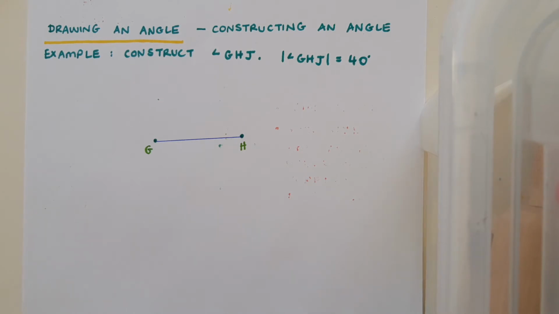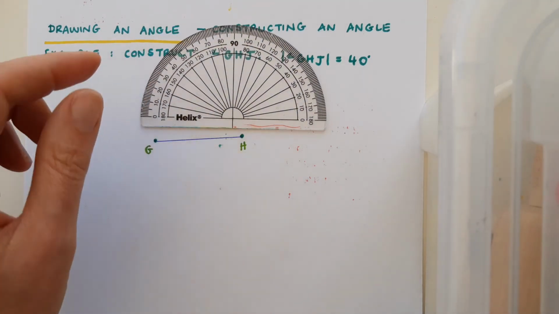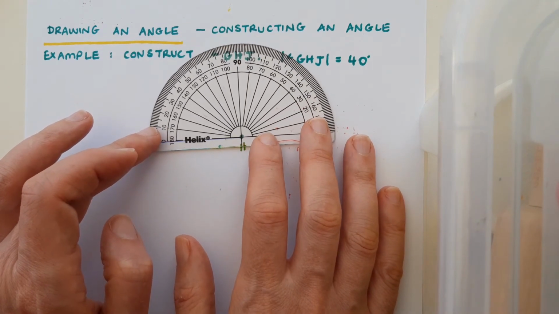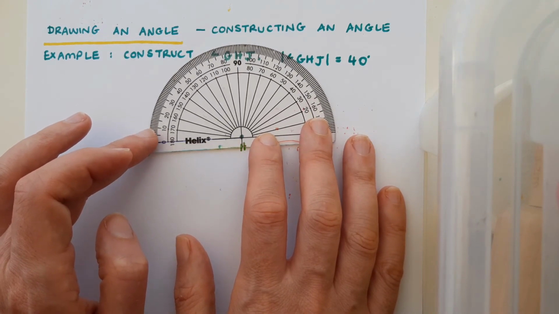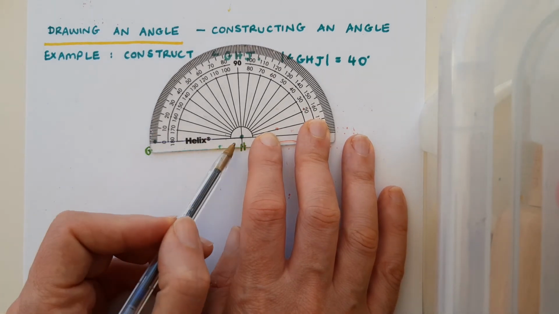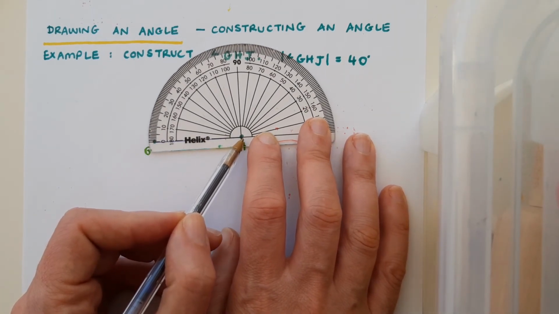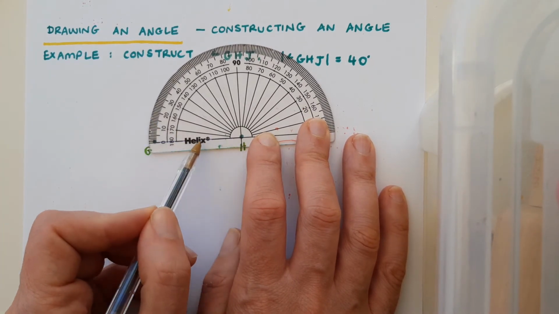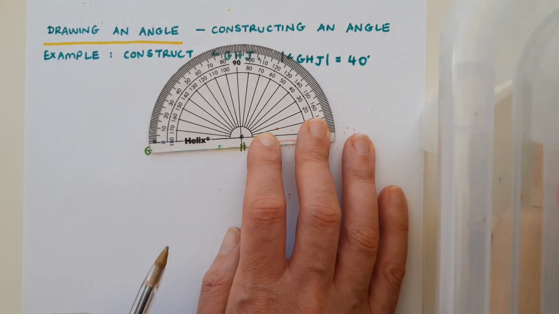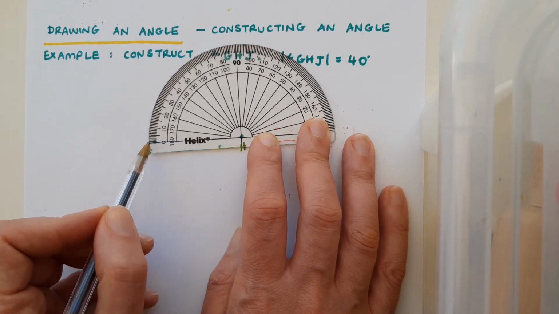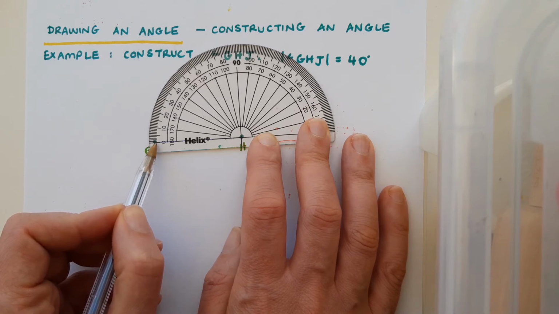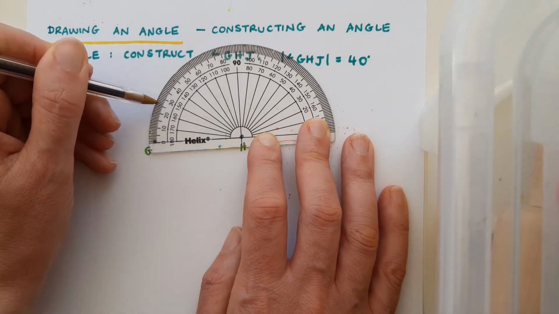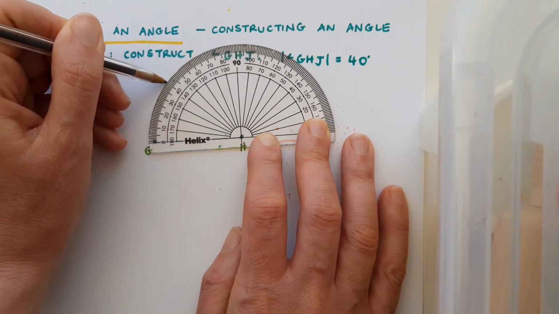To make this decision, I'm going to take my protractor and make sure that this little crosshairs is lining up with the vertex of the angle, so that second letter H. And I'm also making sure that this horizontal line along the bottom of my protractor lines up absolutely perfectly with this line GH. Now it looks like this line GH is pointing out to this 0 over here, so when I go to measure my 40 degrees, this is the 0 that I'll count from. So 0, 10, 20, 30, 40. Here's my 40 degree mark.